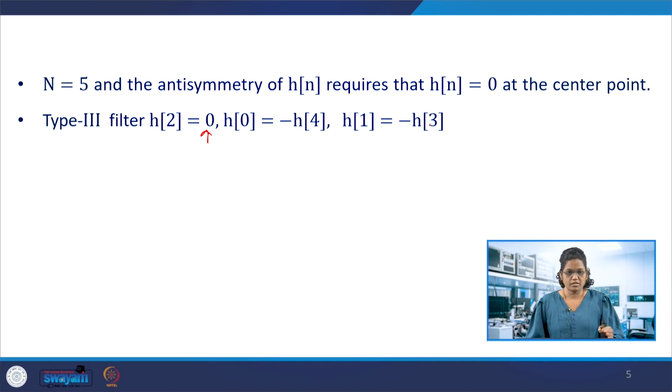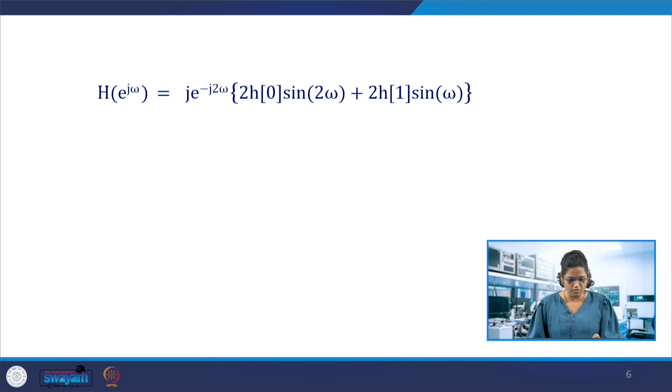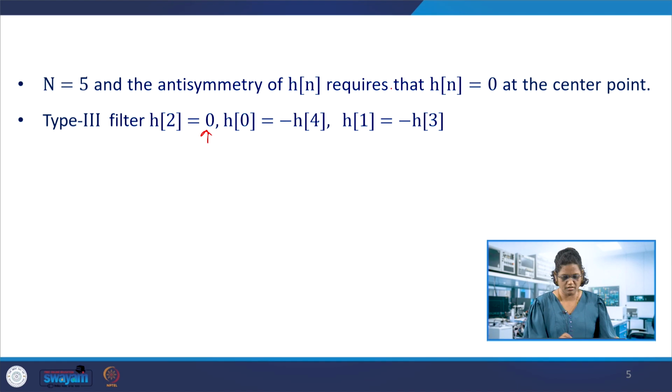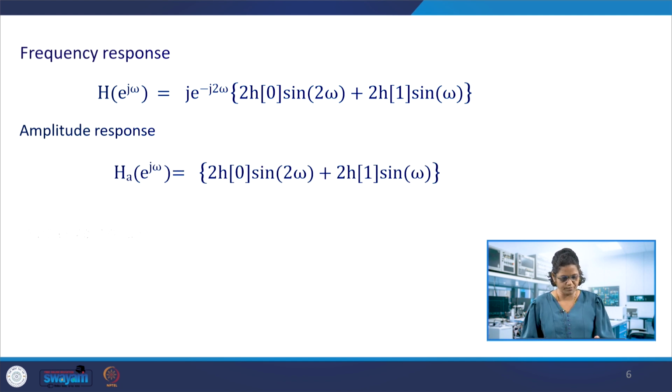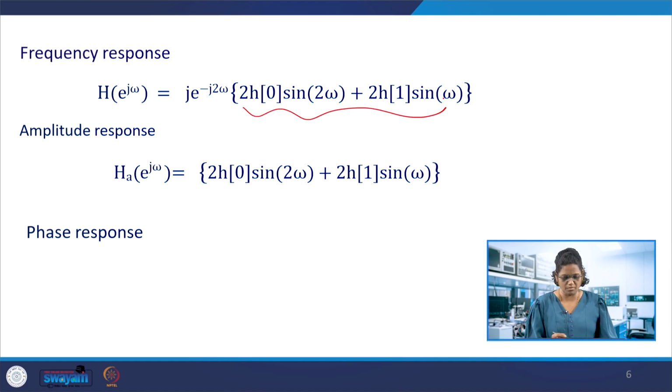With the same coefficients, if we just replace H of 0 and H of 1 with these sign terms, it results in sine 2 omega, and H of 1 is sine omega, times 2j e power minus j omega. So from this amplitude response, simply replacing the coefficients in the previous example, we get sine of omega.